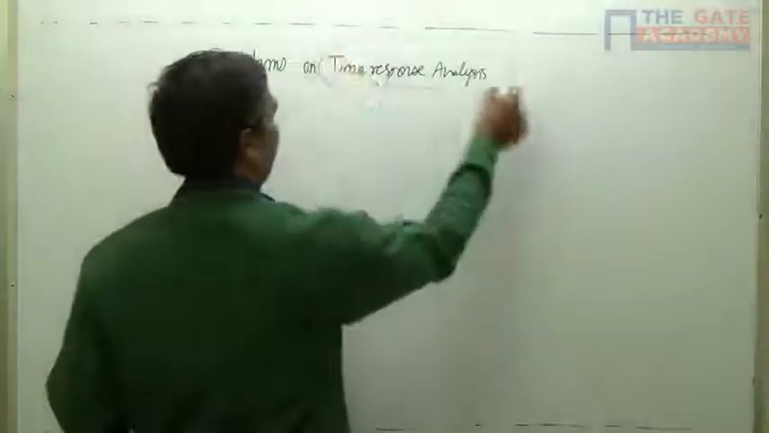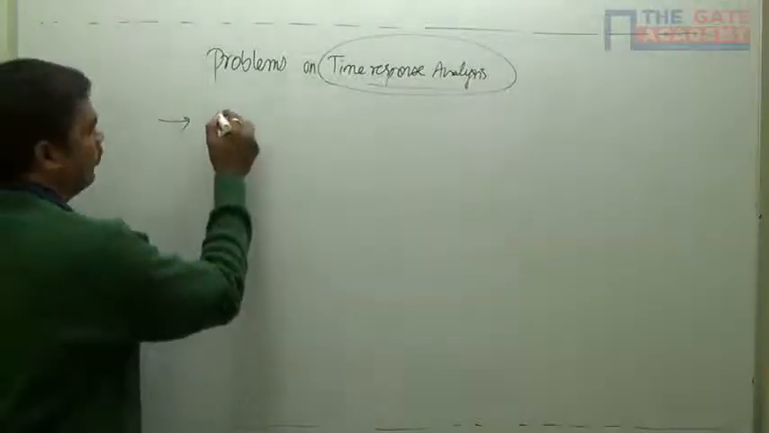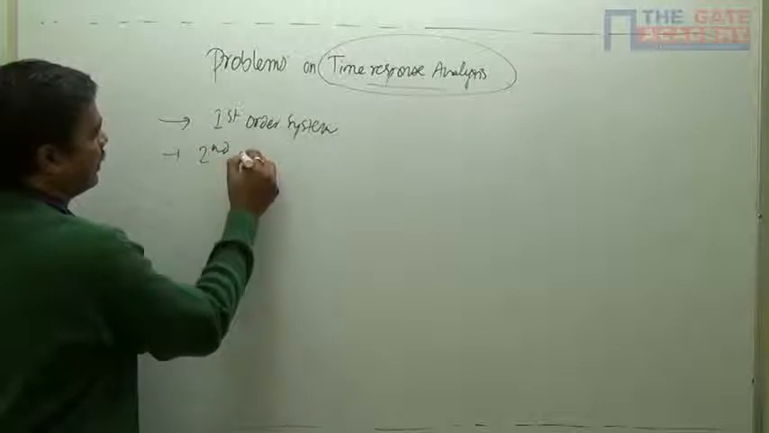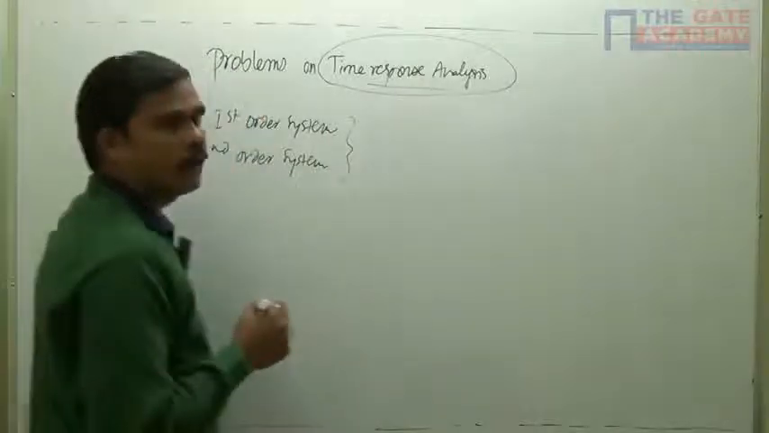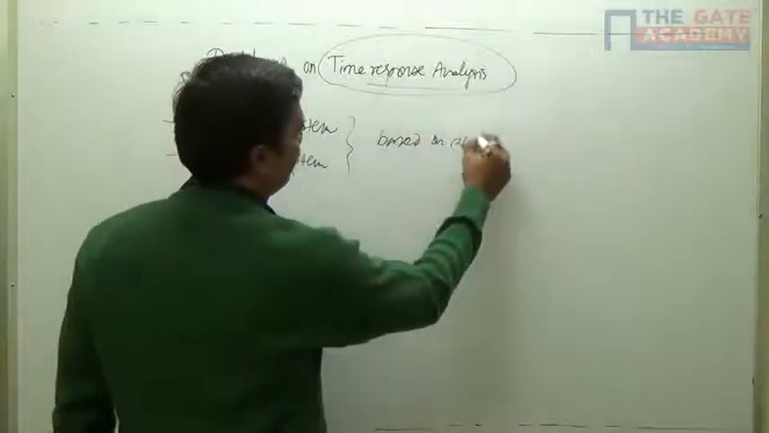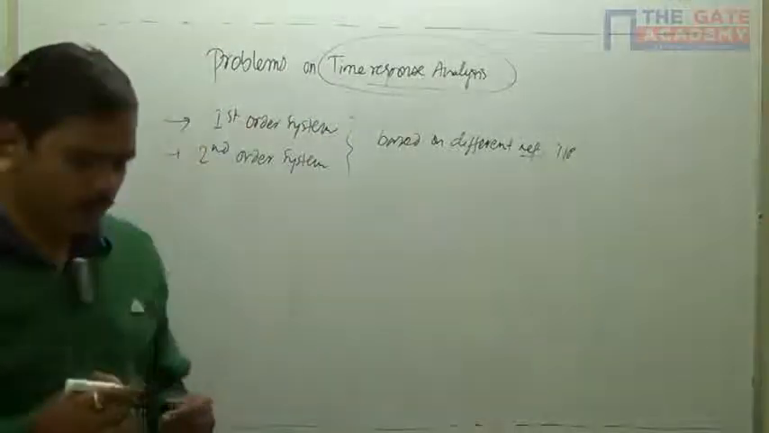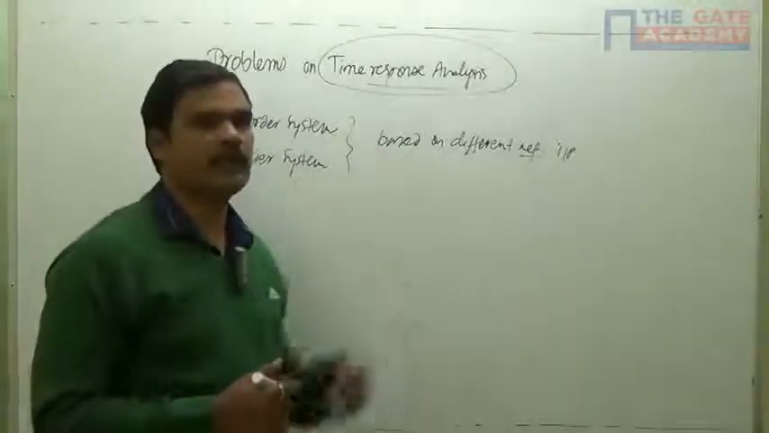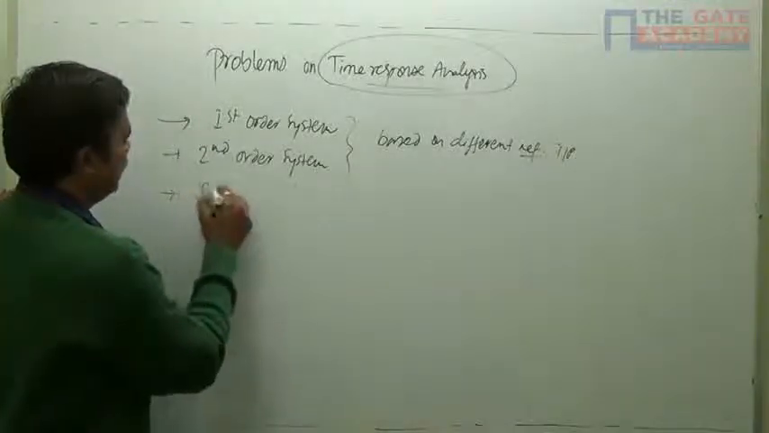Yesterday we discussed time response analysis: the first order system and second order system, based on different reference inputs like a step input and a ramp input, and we also found the steady state error.